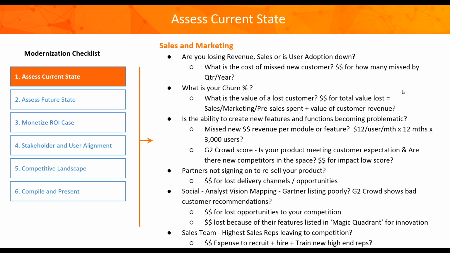How many of these magic quadrant features, if you will, are not being recommended? And then finally, your sales team. How many of your sales reps are fed up? Are they just walking out to say, hey, this software is just not flexible enough, I can't really sell it? Okay? So that's our first task for sales and marketing.